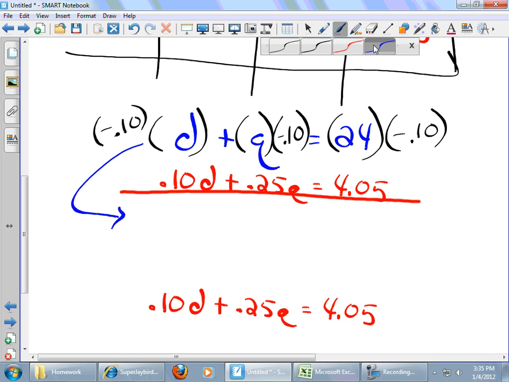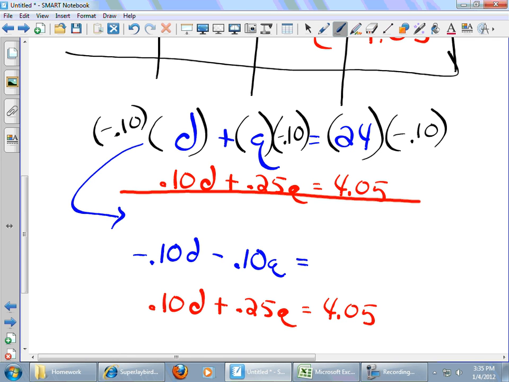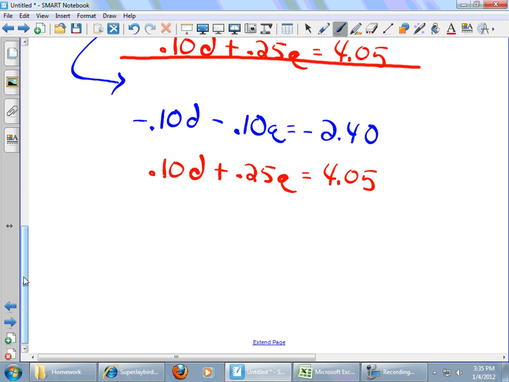All right, so the blue equation turns out to be negative 1/10 D minus 1/10 Q, and that'll equal negative 2.40. Why did I add the 0 on the end? Because I'm thinking about money. I'm thinking about $2.40. Okay? All right, so here we know those will cancel, right? If I combine these two, I'll get 0.15 Q.